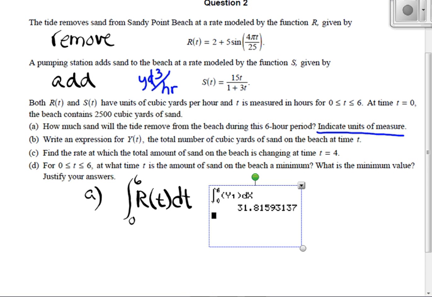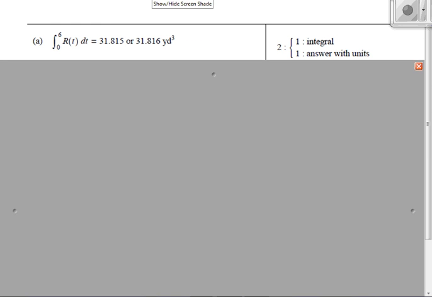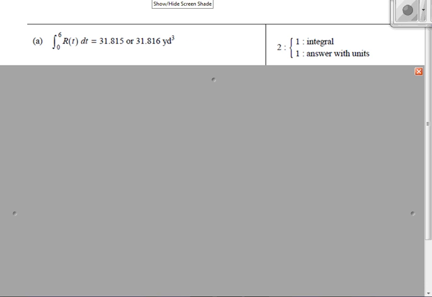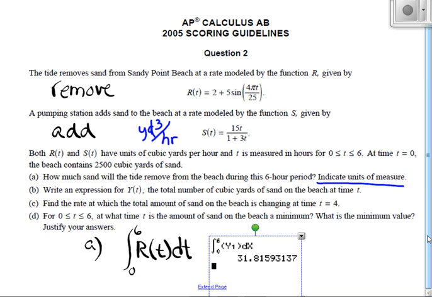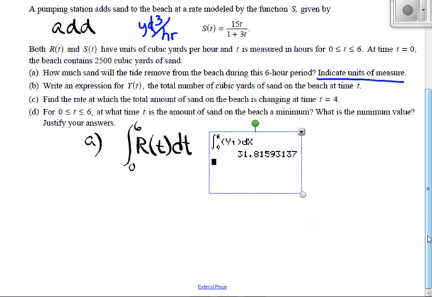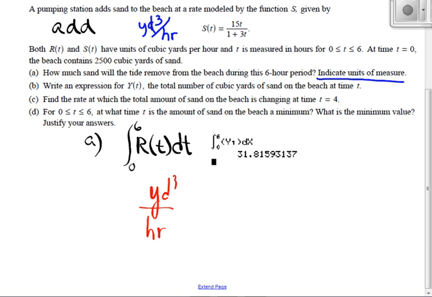Okay, let's see how many points we get. I like to do it as we go. Except I forgot to do something. What else do I have to put on this problem? Yards per hour. Well, guys, if you forget what the units are doing, this is cubic yards per hour, and then you're going to multiply it by the number of hours. So what's the result of the units? Cubic yards.